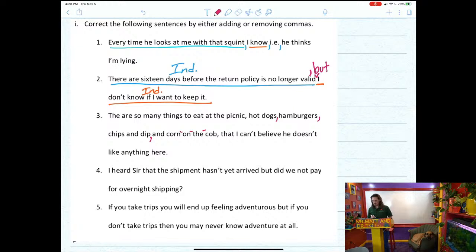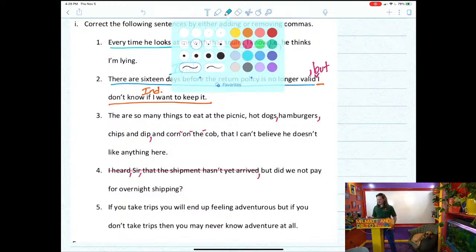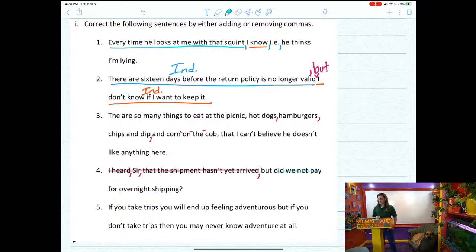Four, I heard, sir, that the shipment hasn't yet arrived, but did we not pay for overnight shipping? So we're addressing sir by a title or by a name of respect, a title of respect. That the shipment hasn't arrived yet, comma, but did we not pay for overnight shipping? So notice that I heard, sir, that the shipment hasn't arrived. That's an independent clause. Did we not pay for overnight shipping? That's also an independent clause, so we need a comma conjunction to separate the two.